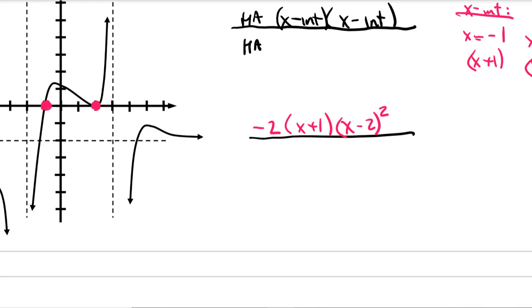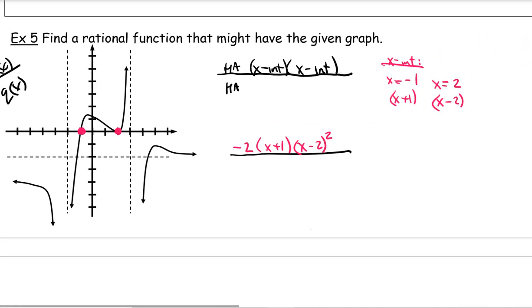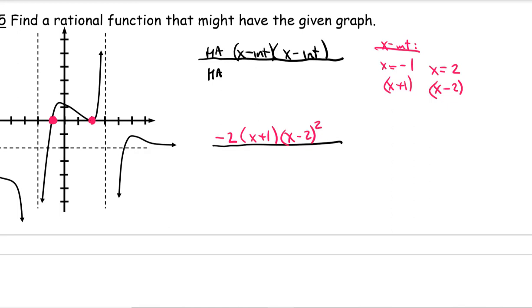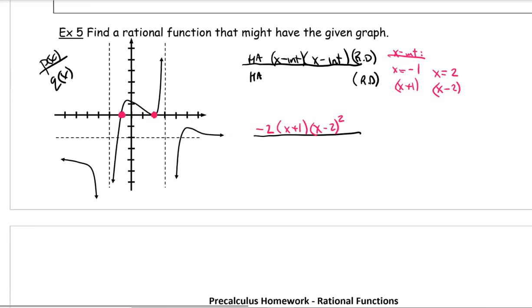So those take care of the numerator. Now, one other thing that could potentially go in the numerator and the denominator, and I'll talk about that in a little bit, could be a removable discontinuity, which I'm going to abbreviate RD, or a hole in the graph. We don't have any holes in this graph, but if we did, whatever that factor is would be in both the numerator as well as the denominator. So any holes or removable discontinuities, those factors go in both. That takes care of the numerator.